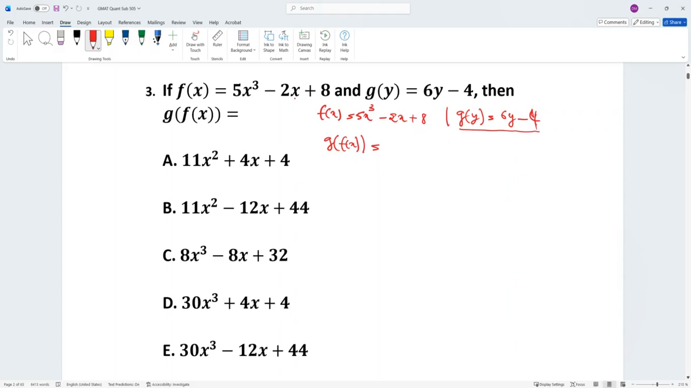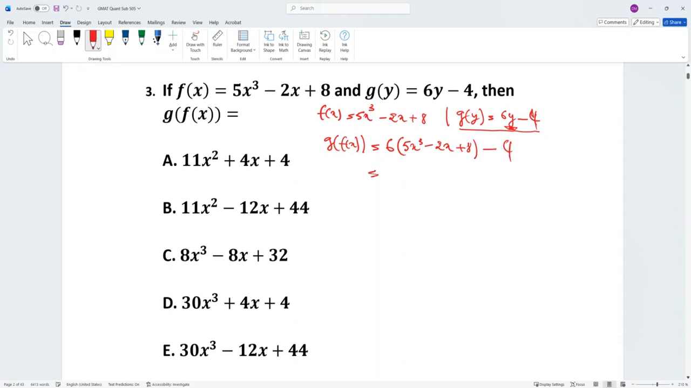So all we have to do is to replace the value y here by f of x, by this one. So this is going to be 6 times f of x, which here is 5x^3 - 2x + 8. And then we have minus 4.